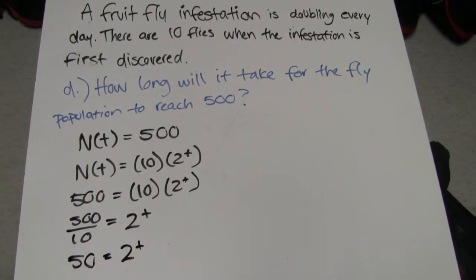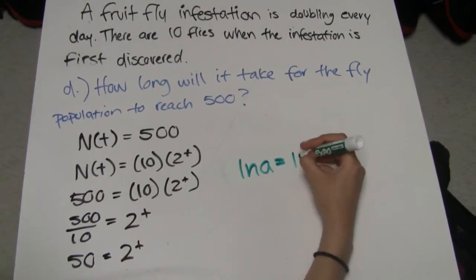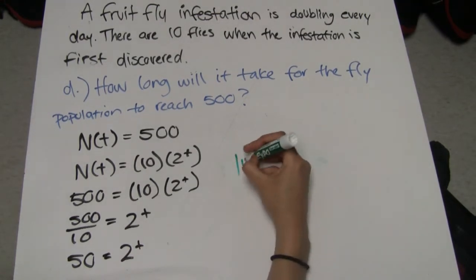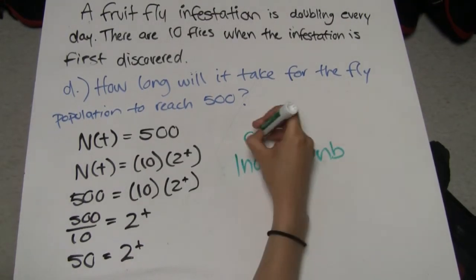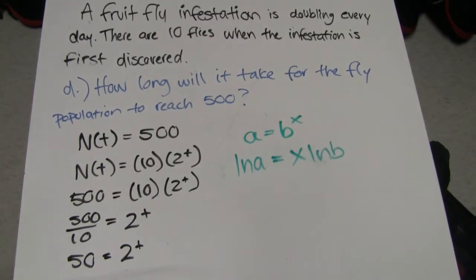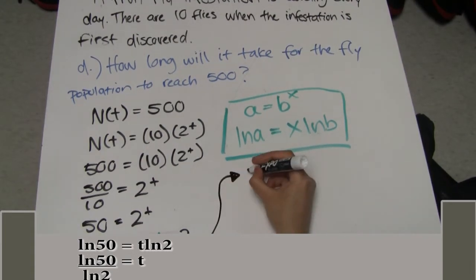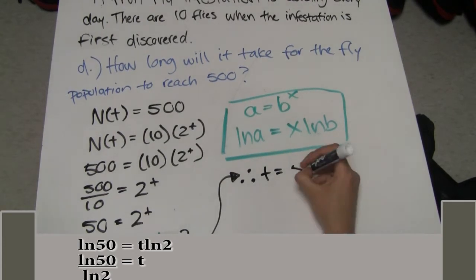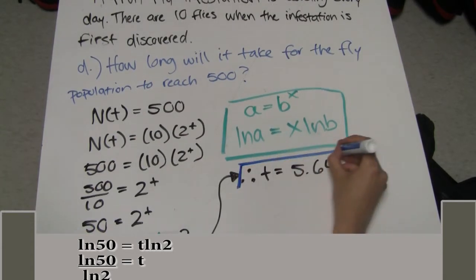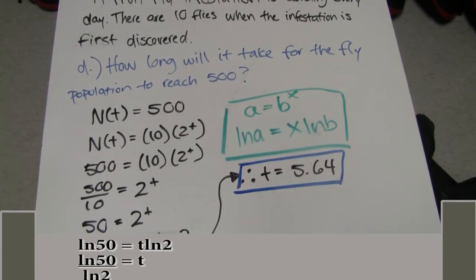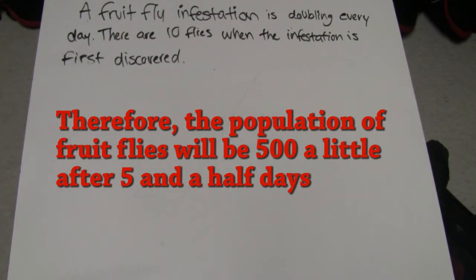Now for the confusing part. We cannot divide a number with an exponential variable to solve. We must take the natural logarithm, ln, of both sides to essentially bring down the t variable. Now you will divide ln 50 by ln 2 to achieve your value of t, that is 5.64. Now we must further interpret this data. Therefore, the population of fruit flies will be at 500 a little after 5.5 days.